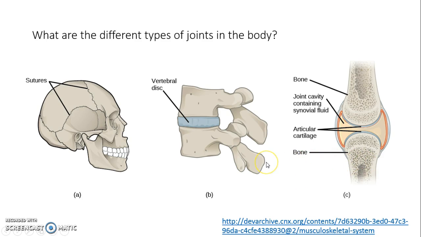And the third joint is the synovial joint. Synovial joints include two or more bones that are covered with cartilage at each end and are enclosed by a capsule that secretes a very slippery fluid that lubricates the joints, called synovial fluid.